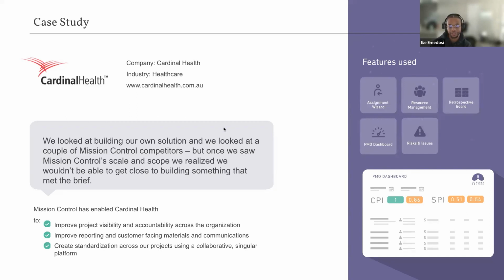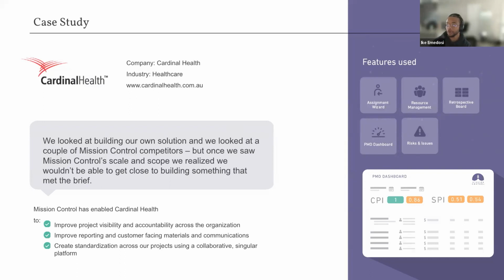They were able to improve project visibility and accountability across the organization. And accountability is something very key here. Because a lot of times when I talk to customers, they're like, hey, some of our team members don't know what they're supposed to be doing, or they're not doing it well, or they don't know how much time they need to spend, or the specifics around that. That's a lot of things to not know. That's not okay. So we want to improve the project visibility and accountability, but also improve reporting and customer-facing materials and communications, as well as create a standardization across projects utilizing templates and collaborative tools such as Slack and Chatter.